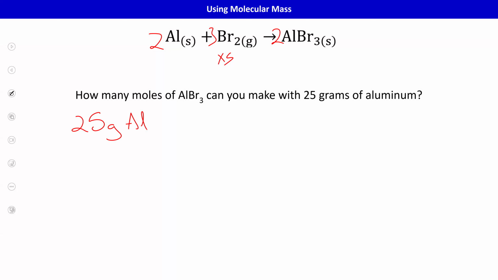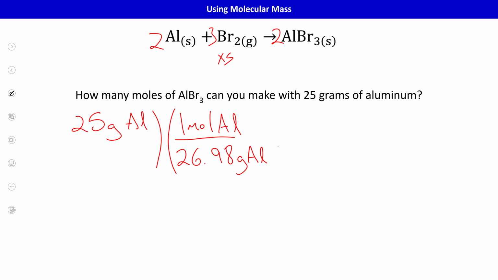First thing we have to do is put grams of aluminum into moles of aluminum. For that, we just need the periodic table. Aluminum's got a mass of 26.98. So we can find our conversion factor: for every 26.98 grams of aluminum, 1 mole of aluminum. We're halfway there.